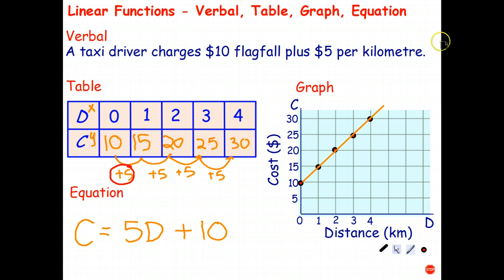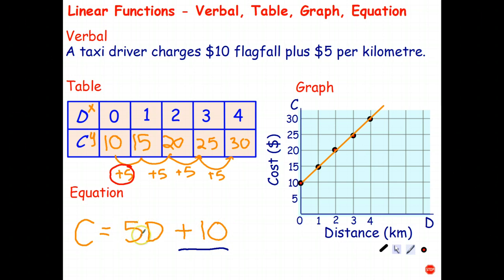Now, here's the secret to writing equations from a table. The constant term, which is the number, which we always write second, is just the fixed cost. In other words, if x is 0, or in this case distance is 0, it's the value of y or the value of c. So that's called the fixed cost. We have to add that on to the end.